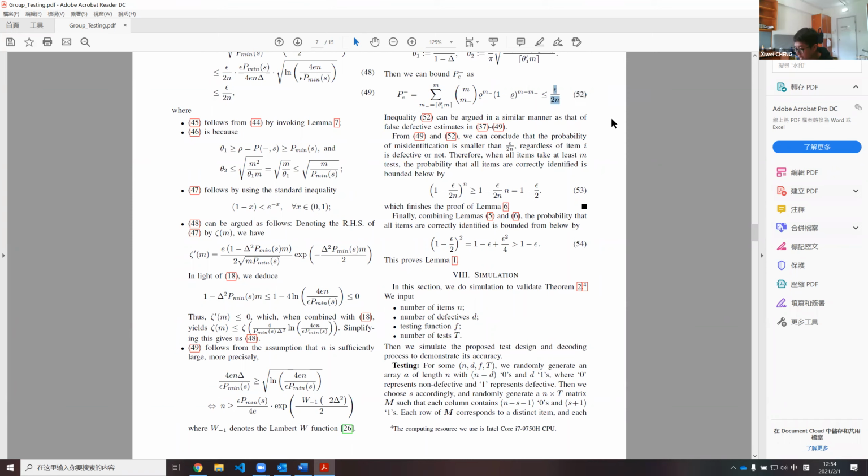So when the items take more than m tests, the probability of correct identification is larger than 1 minus epsilon over 2. Finally, the overall correct probability is larger than 1 minus epsilon, and lemma 1 is proved.